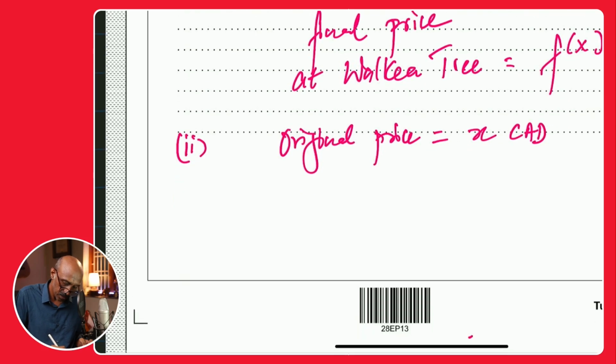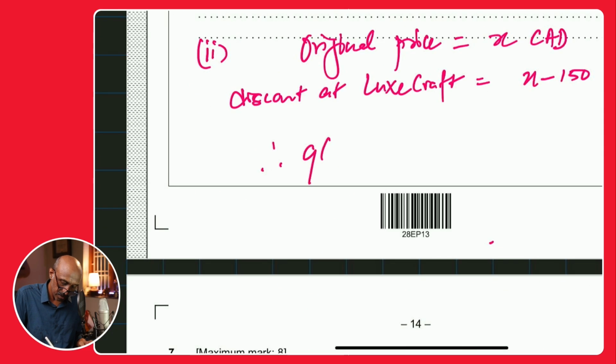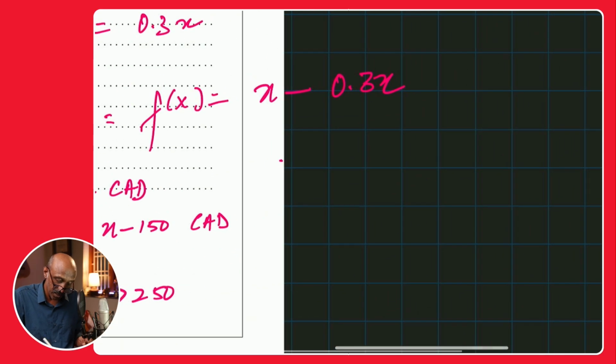What's the offer? The discount at Luxcraft, I believe, is X minus 150 Canadian dollars. So then g of X is simply X minus 150, and you can mention that X must be greater than 250 because it's only for original price greater than 250. Maybe you can mention that even here, X greater than 250.